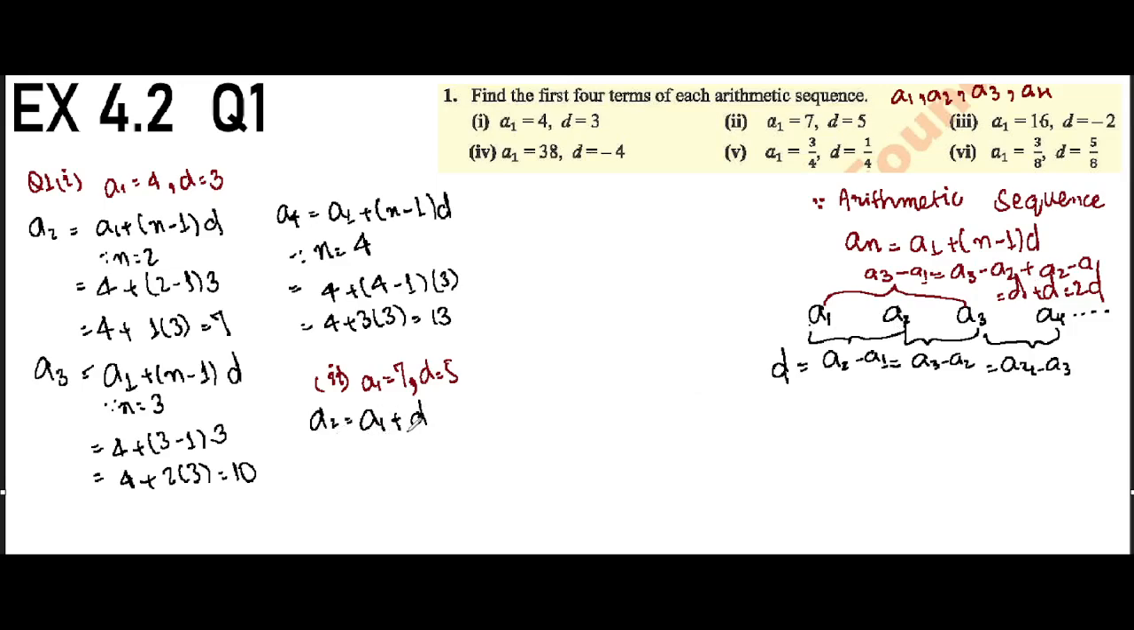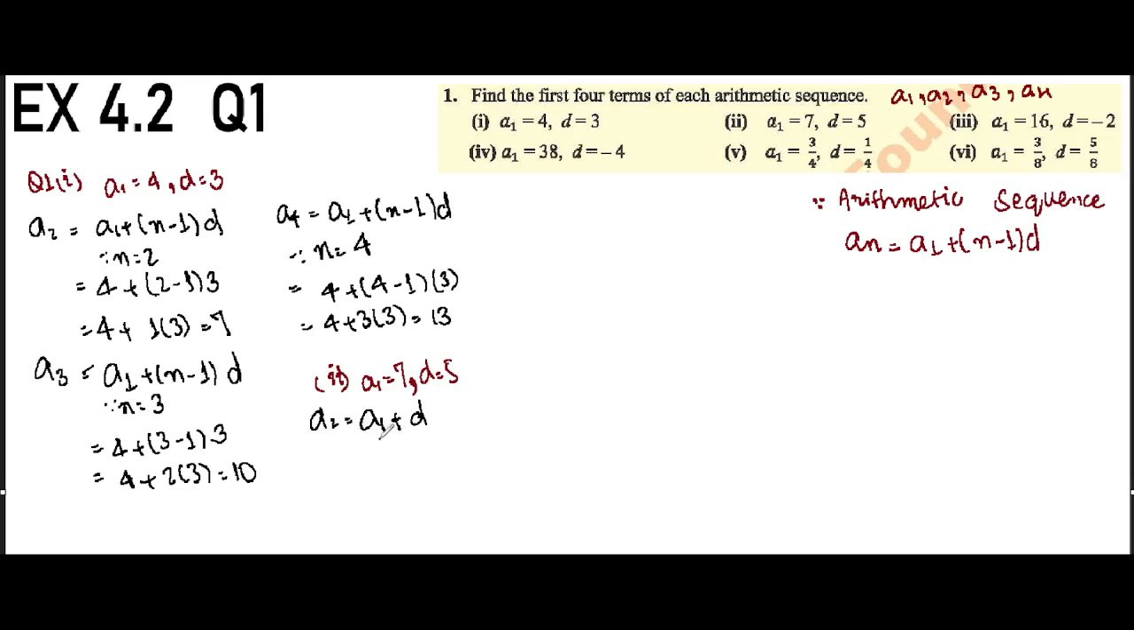So a2 equals a1 plus d. Now we are going to solve it. a2 equals a1 plus d. So a2 equals a1, which is 7, plus d is 5. So 7 plus 5 gives us 12. Now a3 equals a2 plus d, which is a2 is 12 plus d is 5 equals 17. Then a4 equals a3 plus d, which is a3 is 17 plus 5, which is equal to 22.